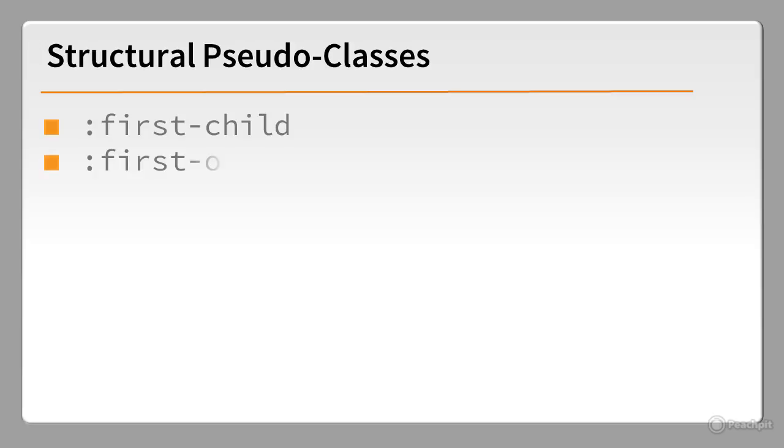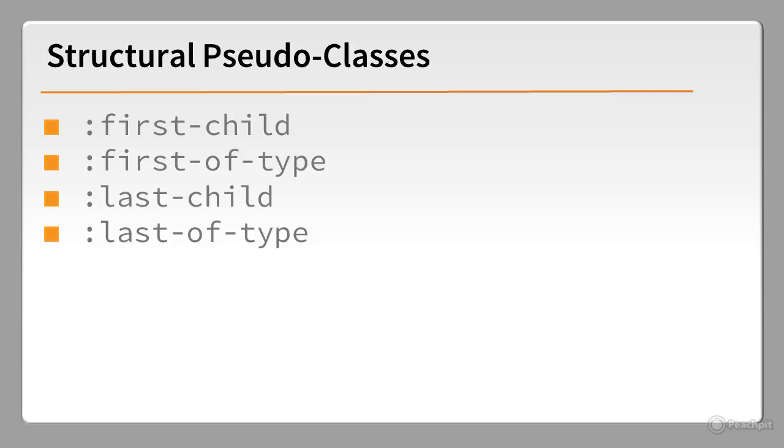The first of type pseudoclass is similar, but it applies to the first nested element of a particular type. It's useful in situations where first child won't work. For example, you can use it to target the first paragraph inside a div. If a heading comes before the paragraph, first child won't work, but first of type will. The last child and last of type pseudoclasses work the same way, except they apply to the last matching elements. The nth type pseudoclass takes a number or formula to target elements at a specific position in a series.